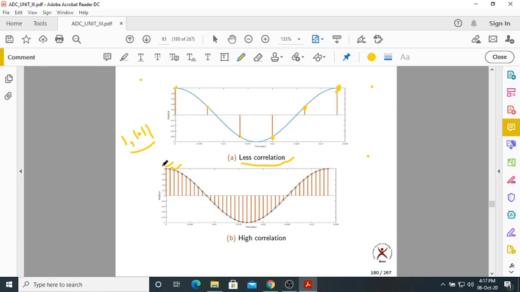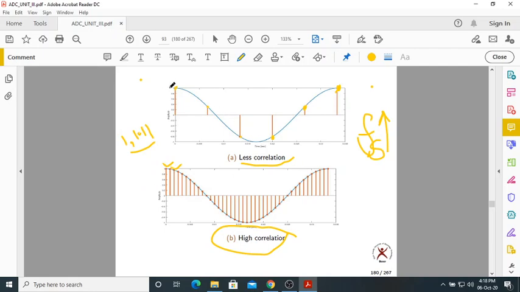Now we say that these two samples have a high amount of correlation, or a high amount of similarity. So it is called having high correlation. What happens is, when you sample a signal with more samples, I already told you, having a higher sampling rate means using more samples. So when you sample a signal with a high sampling rate, what will happen? The neighboring samples possess a high amount of correlation.